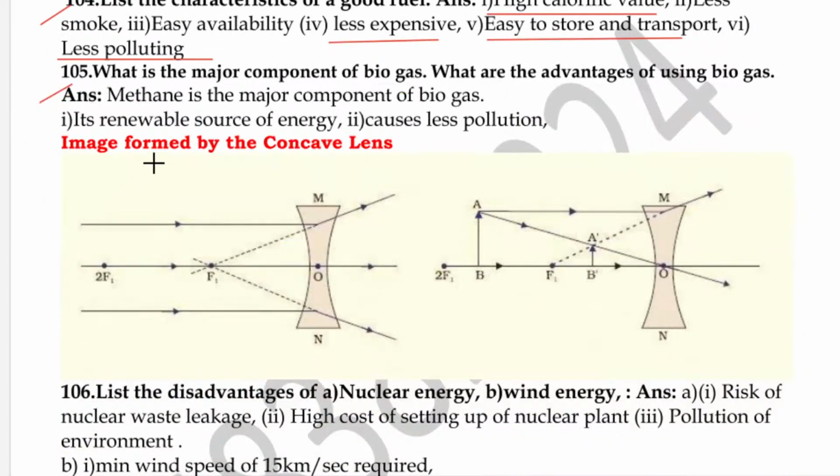Next question. What is the major component of biogas? What are the advantages of using biogas? The major component of biogas is methane. We all know that methane is the major component of biogas. Advantages of using biogas are: it is a renewable source of energy, it causes less pollution.